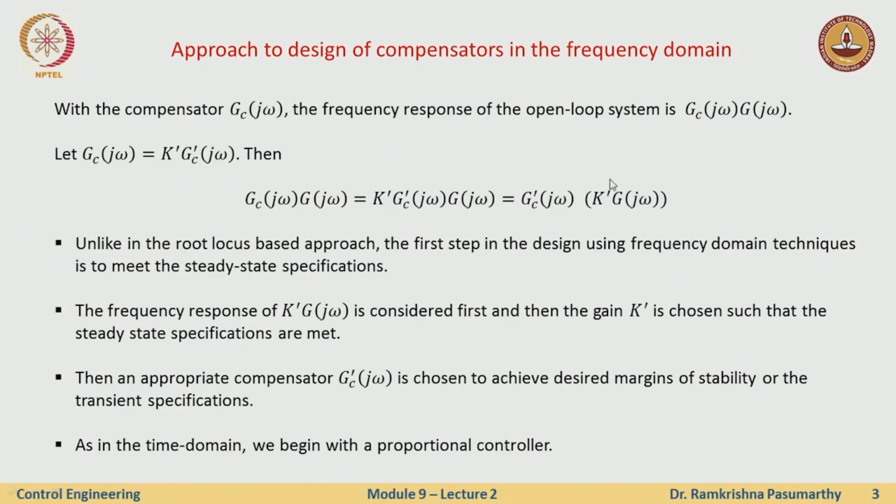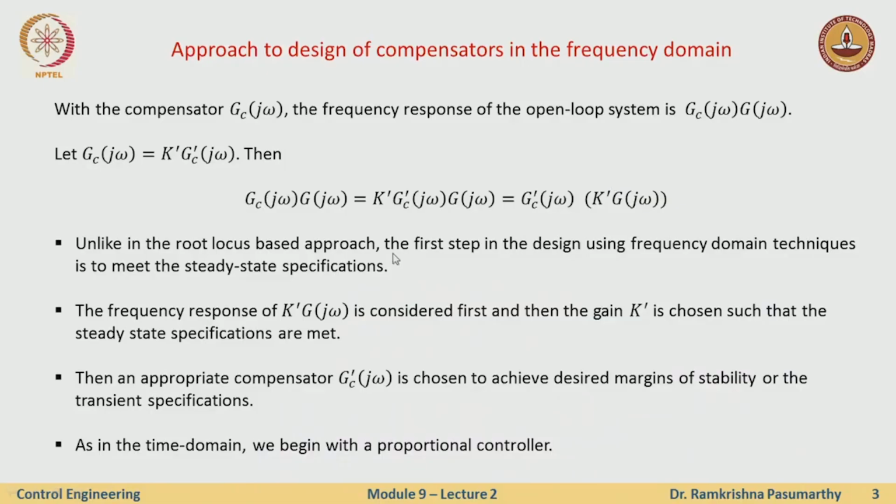In the root locus, when we wanted to compensate for the transient performance and also ensure certain bounds on the steady state error, we first designed the transient controller, which is essentially the lead compensator, and then went on to design the steady state compensation, which was a lag compensator. Here we take a slightly different approach. The first step is to meet the steady state specifications, and it will be obvious in the next few slides why we need to meet the steady state requirements first.